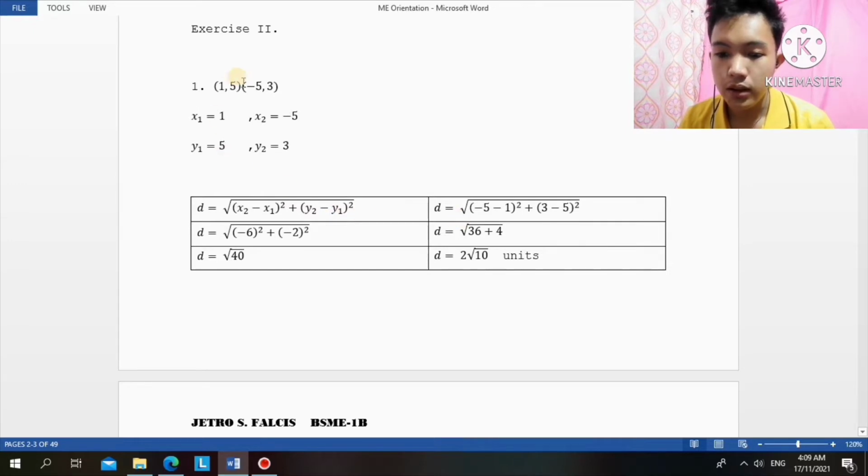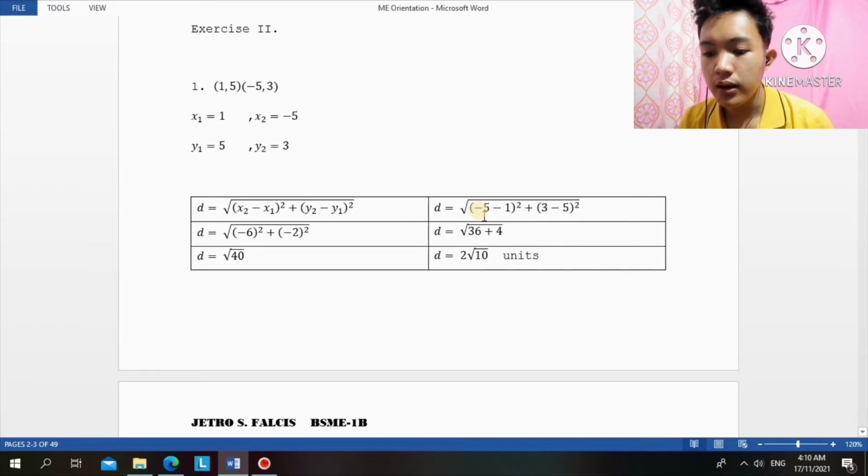In the given coordinates, our x sub 1 is equal to 1, y sub 1 is equal to 5, x sub 2 is equal to -5, and y sub 2 is equal to 3. So, let's substitute the values of x sub 1 and x sub 2. So, our equation will be -5 minus 1, then we substitute y sub 2 minus y sub 1, which is 3 minus 5. So, our equation will be distance equals the square root of (-5 minus 1) raised to 2 plus (3 minus 5) raised to 2.